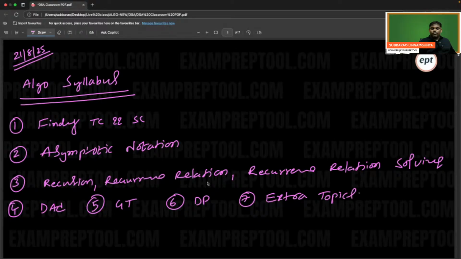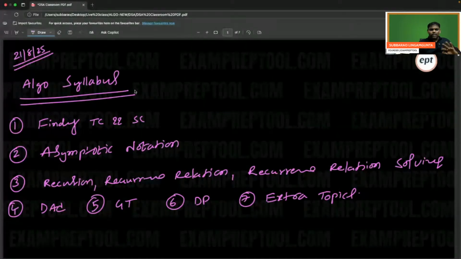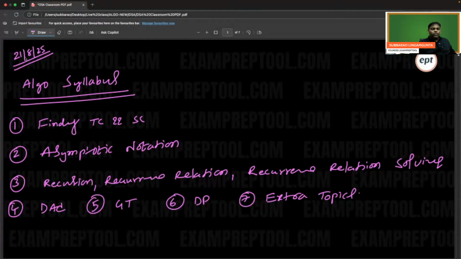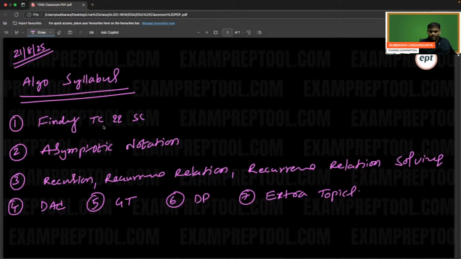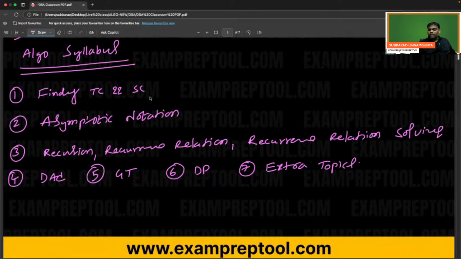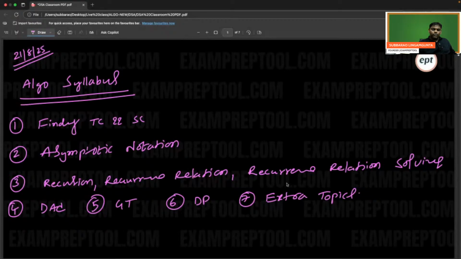Remember, this is the algorithm syllabus. I'm repeating once again so that all the people who came now can follow. Today's date is 21/8/25. Finding time complexity and space complexity is the first topic. Asymptotic notation is the second topic. Recursion and recurrence relation solving is the third topic. Fourth is divide and conquer. Fifth is greedy technique. Sixth is DP. Seventh is extra topics. So this is the syllabus.